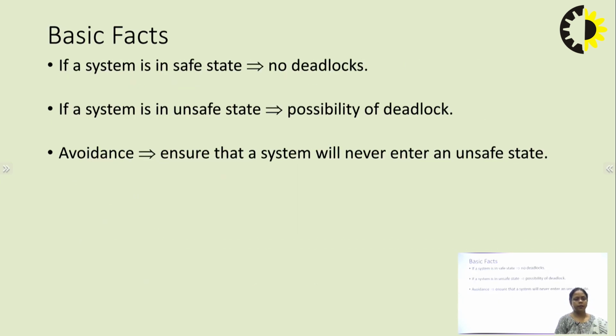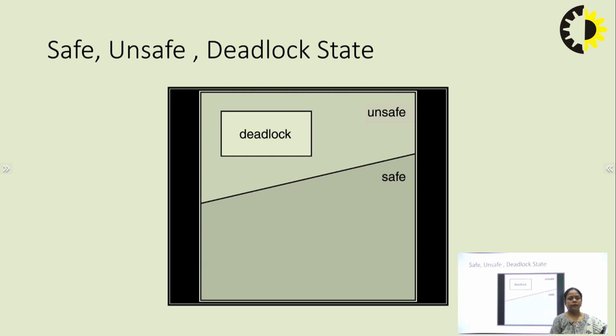So these are some basic facts here. If a system is in safe state, it means no deadlock. If system is in unsafe state, it means possibility of deadlock. And what is the meaning of avoidance? Ensure that system will never enter an unsafe state. So how can we avoid the deadlock? By the help of safe and unsafe state. If the system is not in the unsafe state, then we can avoid the deadlock. You can see here, we have divided our states into two types. First one is safe and another one is unsafe state. If the unsafe state is there, it means deadlock can be possible here.